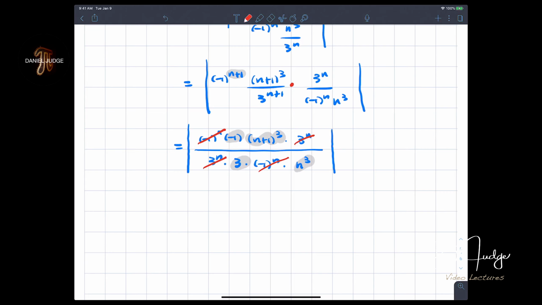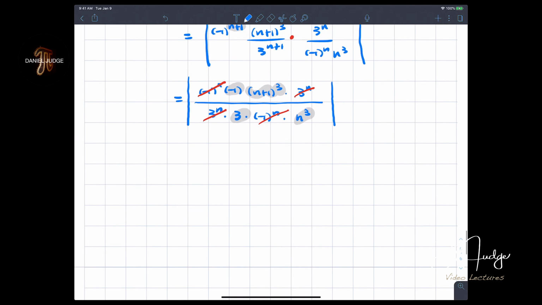We're left with this. And here's what you end up getting here. It's the absolute value of negative 1 times the absolute value, n plus 1 cubed. All right, let me do every detail for the first example, right? People appreciate that. Negative 1 times n plus 1 cubed over 3 times n cubed. And this is in absolute value.